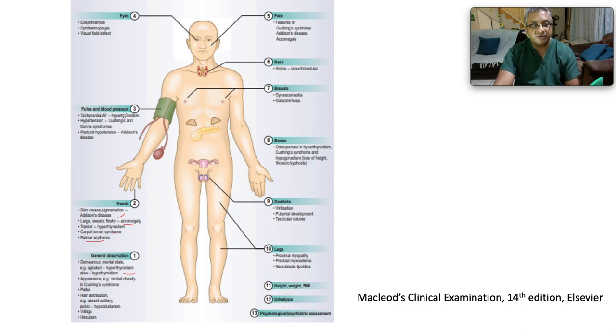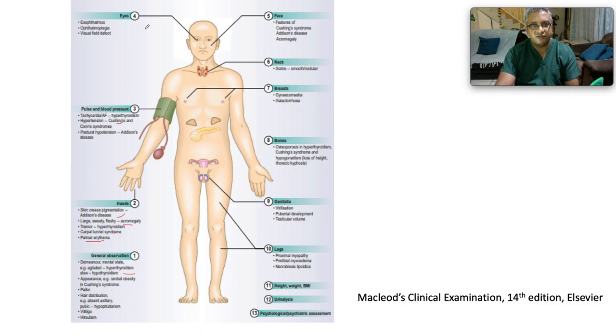Then go up and check the pulse and blood pressure. Often with hyperthyroidism, you have atrial fibrillation, tachycardia, right? You may have hypertension in the setting of Cushing's and Conn's syndrome, right? And postural hypotension with Addison's disease. Don't miss postural hypotension, please. In the eyes, looking for the eye changes of thyroid disease in the way of exophthalmos, ophthalmoplegia. There could be a visual field defect, all right?